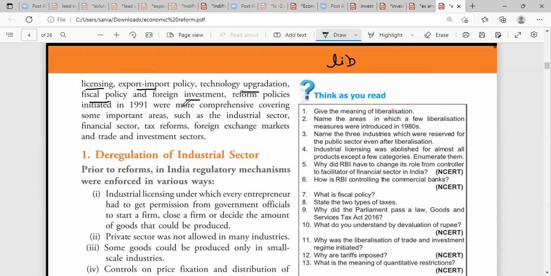But after 1991, what happened? Apart from these sectors, they made the industrial sector liberal, the financial sector liberal, tax reform, foreign exchange market, and investment sector. Earlier, only few sectors were liberal, right? But reform policies initiated in 1991 were more comprehensive, covering some important areas. Clear?